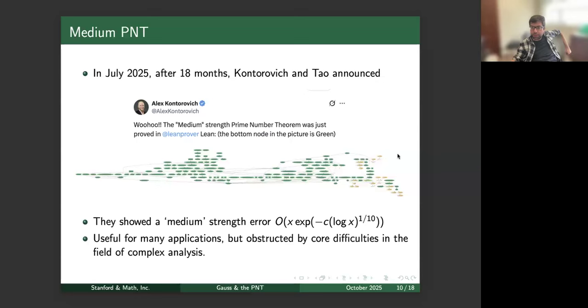Can you say something about what they were missing? Did they just get a different zero-free region, or was it...? So they didn't prove a zero-free region at all. Uh-huh.